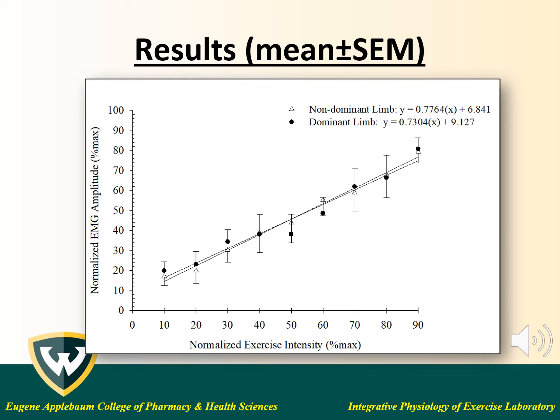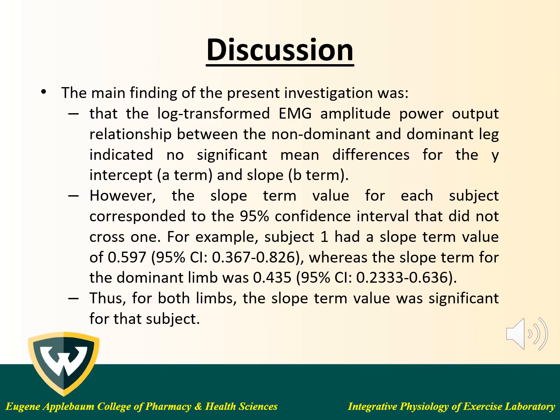As you can see here, the slopes between dominant and non-dominant limb are nearly identical. The paired t-test for the slope and y-intercept terms revealed no significant mean differences between each leg. The main findings of our study were that there were no significant mean differences between dominant and non-dominant leg. However, the slope value term for each subject did not reach 1. Thus, for both limbs, the slope term value was significant for that subject.